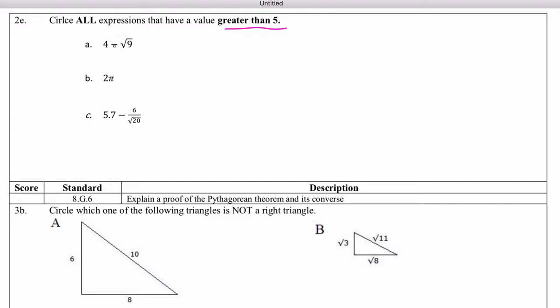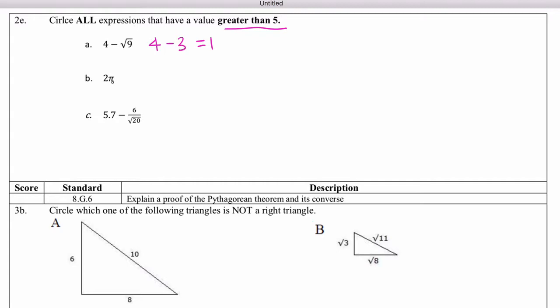Well, I already can tell that's not going to be greater than 5, because if we're taking away the square root of 9, we're taking away some amount that's not negative. So that's going to be less than 5. But we can do some work to really prove it to ourselves. The square root of 9 is 3. 4 minus 3 is 1. So that's definitely not greater than 5. We're not going to circle that one.